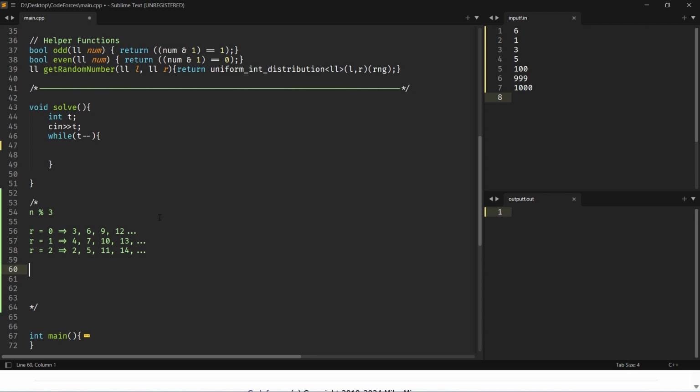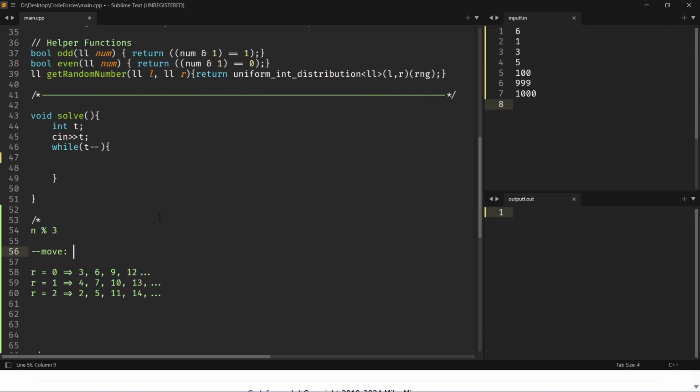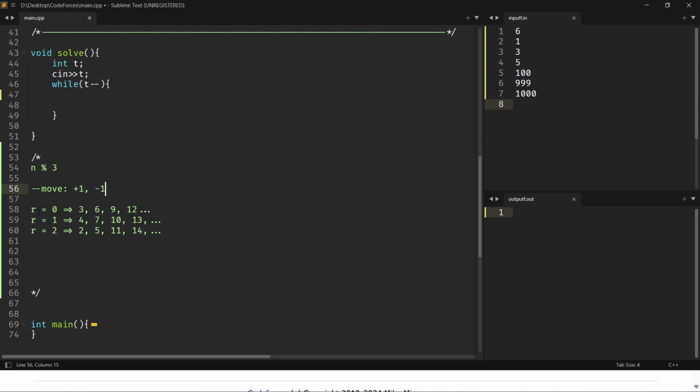One more thing: what is the move? Let's increment the font size a bit. The move consists of either incrementing by 1 or subtracting 1. We only have the move of either adding 1 to n or subtracting 1.